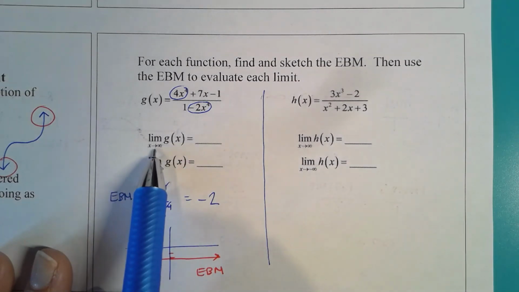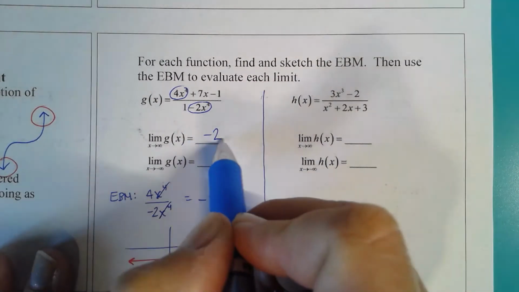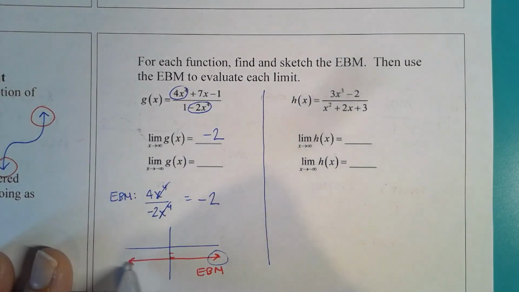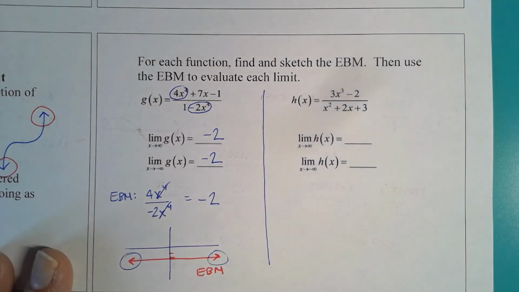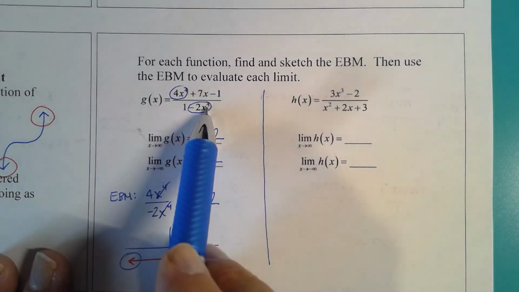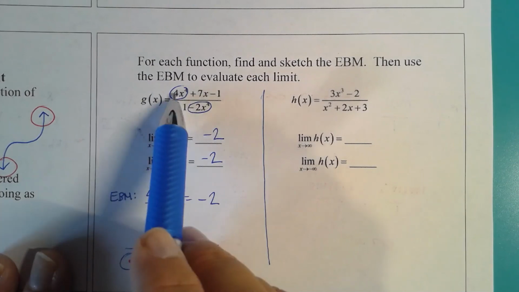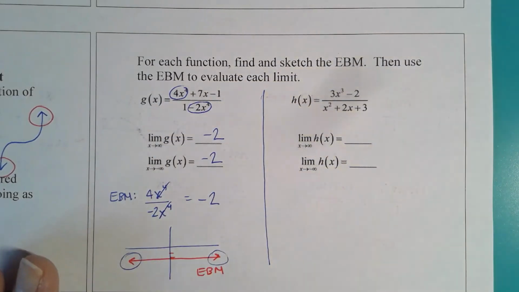So as x approaches positive infinity, that right end is flattening out at negative 2. As x approaches negative infinity, that end is also flattening out at negative 2. That's it. The end behavior model says, look, I'm dividing this function by this function, but this function is dictated by its highest term, this function is dictated by its highest term. Let's do the last one.